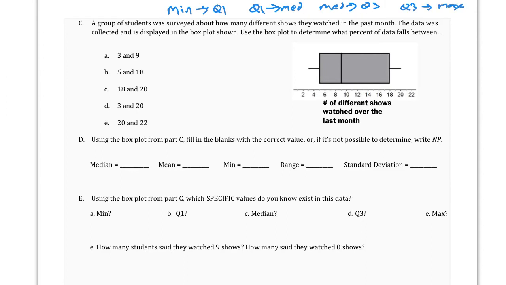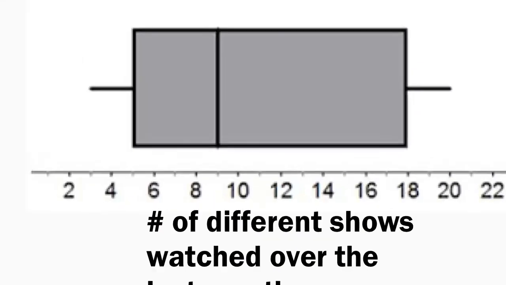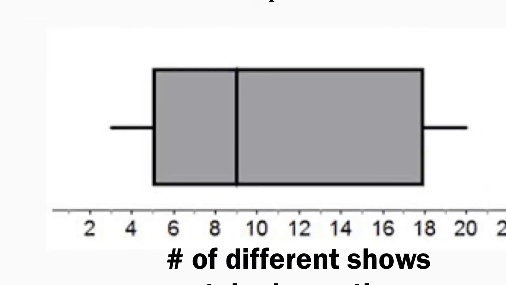Each of those sections represents 25% of the data, or approximately 25% of the data. So on this graph here, and I'm going to zoom in real close for a second, on this box and whisker plot, I know that this section is 25%. And so is this section. And so is this section. And so is this section. Right? So each of those little sections, the two whiskers are each 25%, and the two sections inside the box, inside the interquartile range, are each 25%.